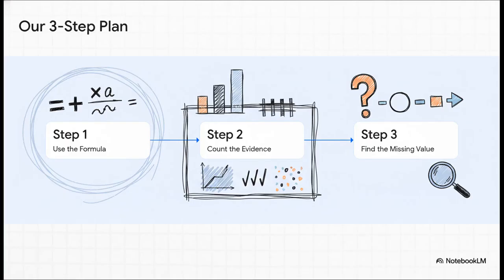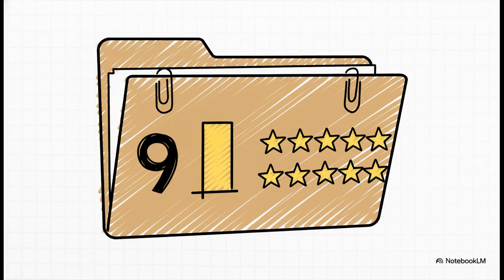We're going to follow a clear 3-step plan. It's really easy. First, we'll use our formula. Second, we'll take a close look at the evidence we already have. And third, that is going to lead us directly to our missing value. So let's get right to it. Let's look at the facts of the case. The file tells us 2 absolutely critical things. The relative frequency for the rating 9 is 0.30, and there are 10 ratings in total. These are the 2 knowns that we're going to plug right into our formula.